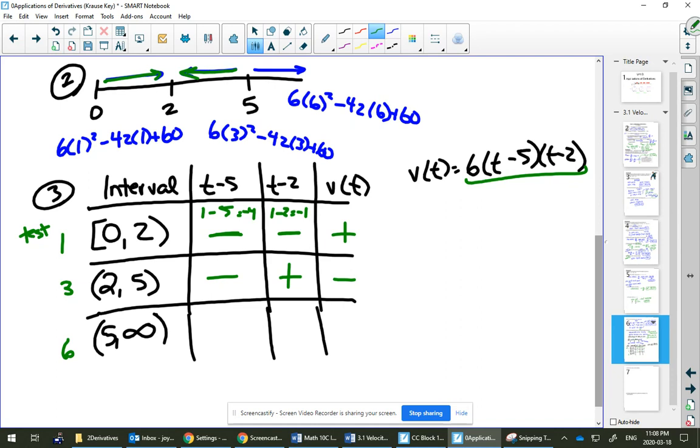From 5 to infinity, I use 6. 6 minus 5 is positive. 6 minus 2 is positive. And a positive times a positive is a positive. So the particle is moving in the positive direction. So you could just write out your basic number line, do your interval chart, and then go back to drawing out those points.